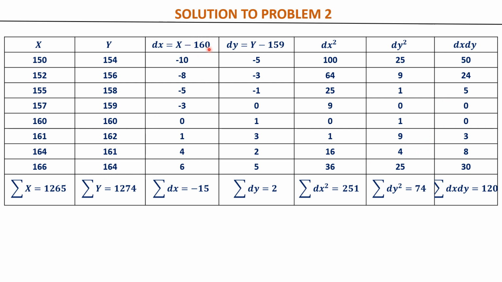What is the assumed mean I have chosen for x? I have chosen 160. The assumed mean for y is 159. So I have calculated the deviations. I get sigma dx, sigma dy, sigma dx square by squaring the dx values, sigma dy square by squaring the dy values, and by multiplying dx dy I get sigma dx dy. This table you're already aware of; we are doing a similar problem. I have not used x bar, y bar as they contain decimals, but there is no such restriction. I have used it only for my convenience.